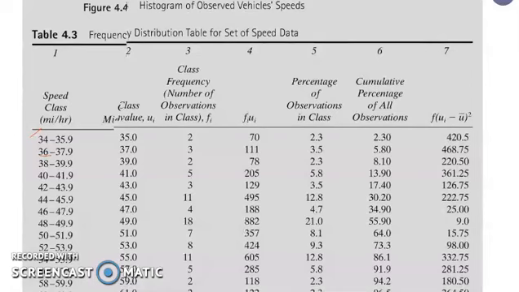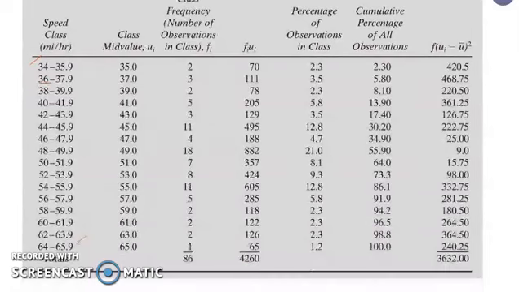When to stop? To stop, you have to identify the highest possible value. What will be the highest value? What is the highest speed? Basically, you have to identify that on your tabulation, and that will be how you end your class limit. So for your speed class, you start with the lowest value and you end on the highest value.